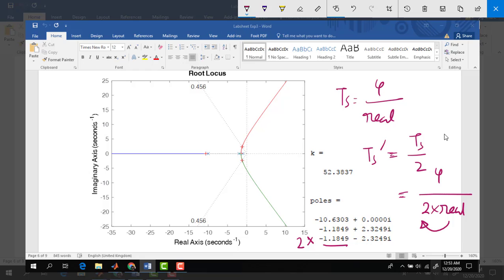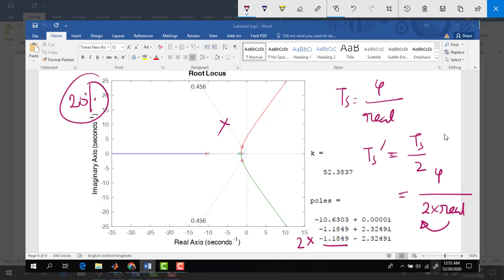Now remember one thing: multiplying the real part by 2 is enough, but one condition was we have to keep the overshoot at 20%. We cannot change that. So let's say, for demonstration purpose, this was our original pole. For better view, I am choosing this point.